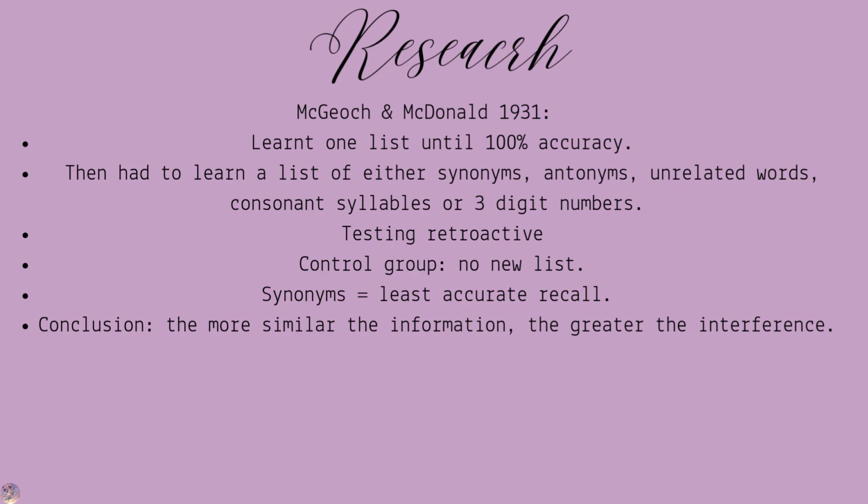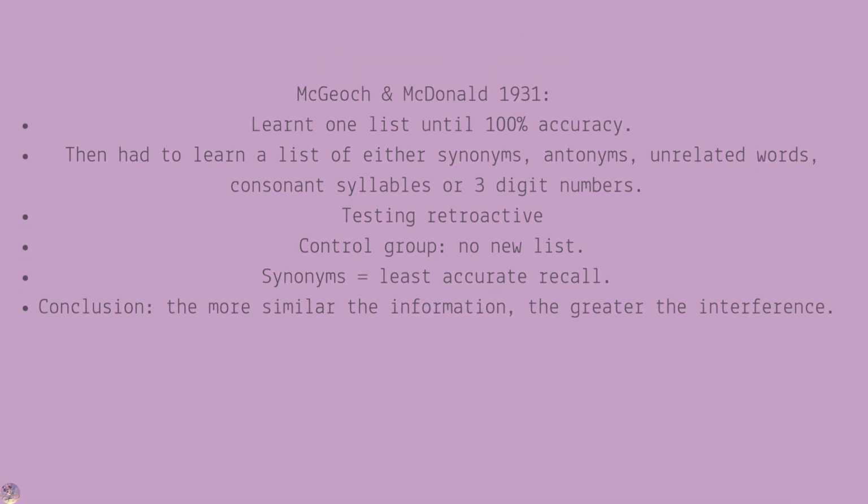They essentially found that the group of participants that learnt a list of synonyms, so words with the same meaning as the first list of words, had least accurate recall. So what this shows, the conclusion, is that the more similar the information, the greater the level of interference. Because the words were similar in meaning, they were more likely to get mixed up, and therefore interference was greater, and the accuracy of memory of the first list was less or decreased or distorted.